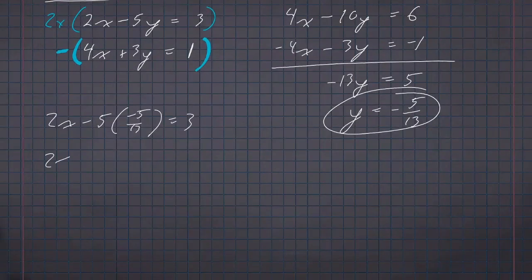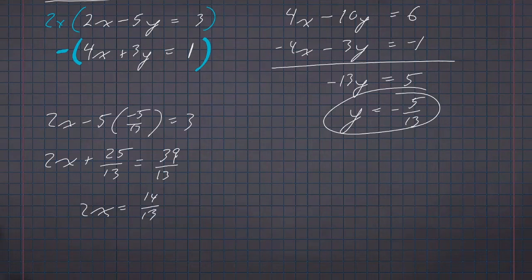Multiplying out, that's plus 25 over 13. And while I'm at it, I'm going to rewrite 3, that's 39 over 13. And now we have a common denominator to work with. So I can subtract 25/13 from both sides of the equation to get 14 over 13. And finally get x by itself by dividing by 2. 14 divided by 2 is 7. So I get that the solution to this system of equations is 7 over 13, negative 5 over 13.